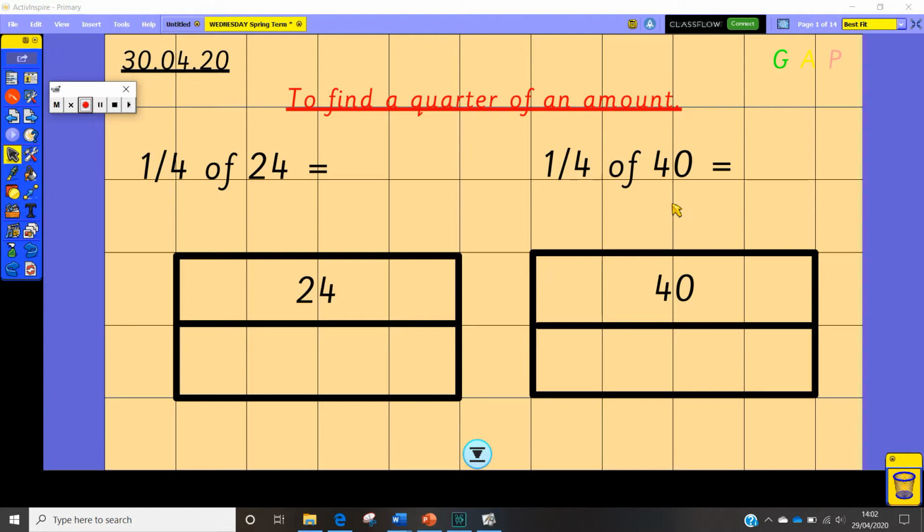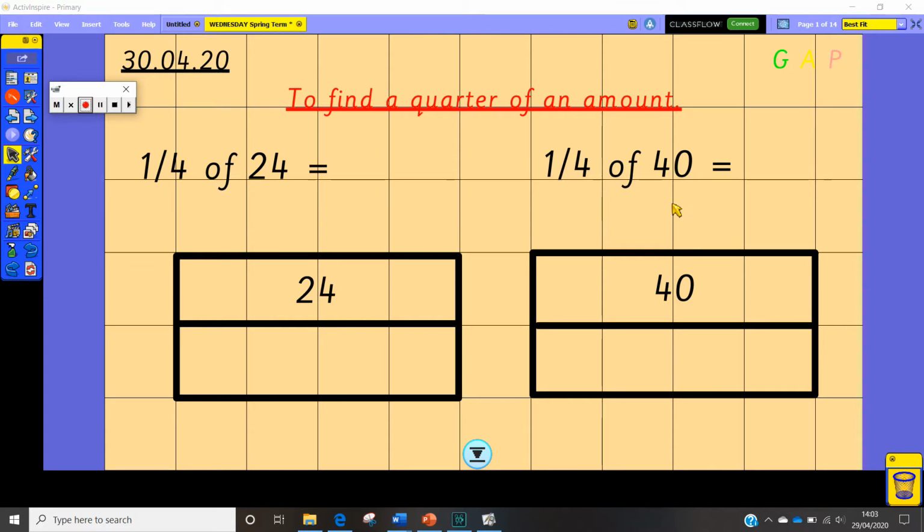Stop your video now. Answer those questions in your books and then come back onto the video and see if you've got the right answer, so that you are using this time really well to practice that maths. So stop the video now, have a go, and when you press play, you'll have all of the answers. So 1/4 of 24 then.